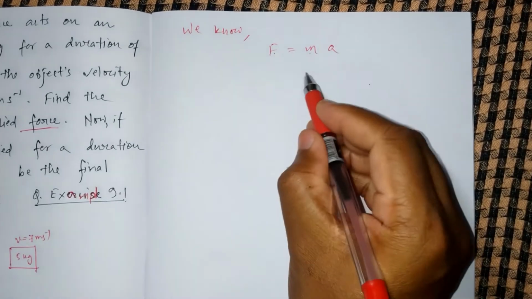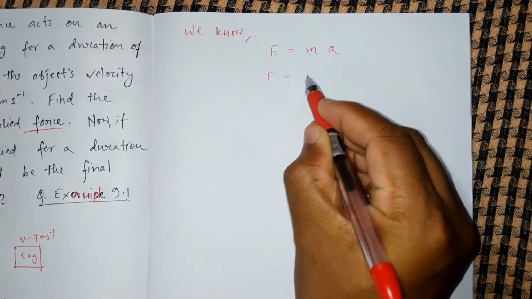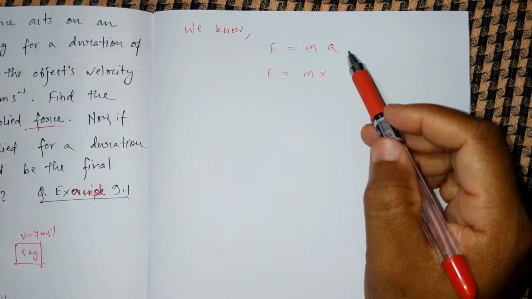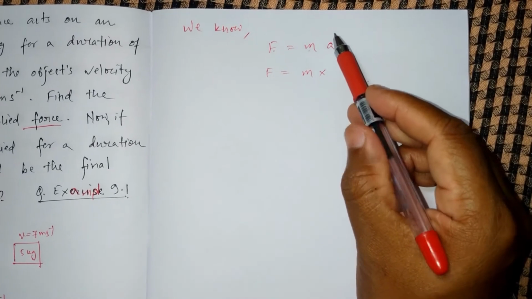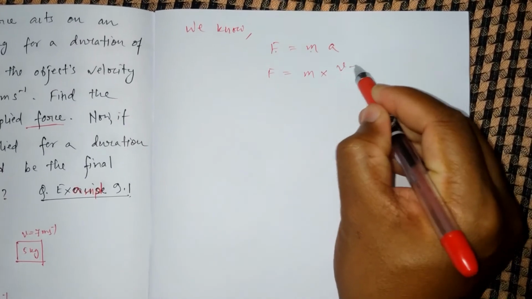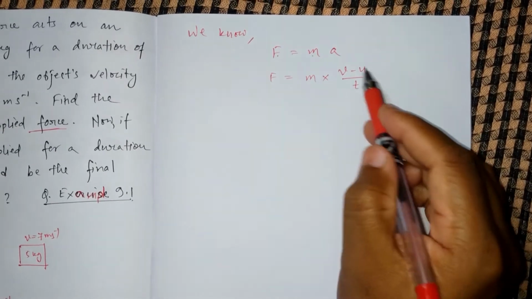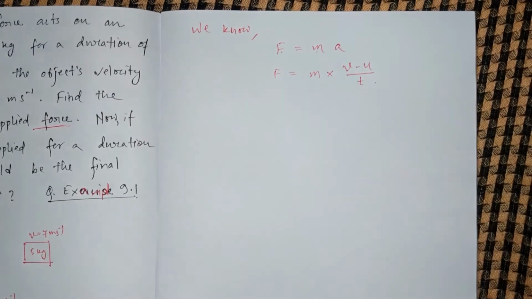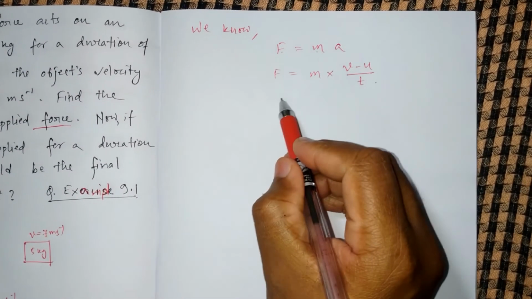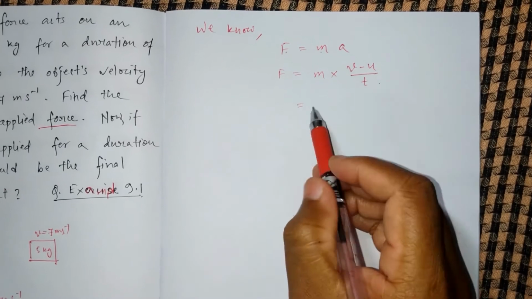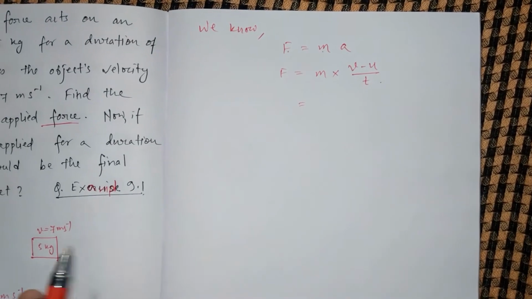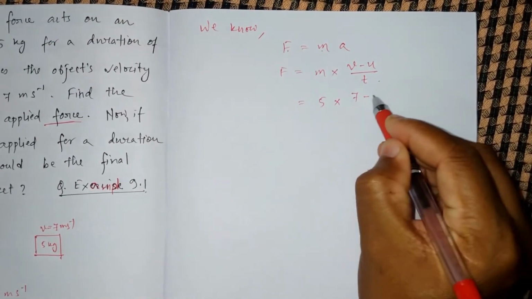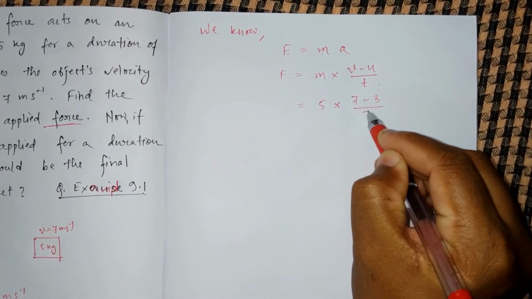So we'll write F equal to m a. What is a? A is acceleration, and we can define acceleration as the rate of change of velocity, so it will be (v minus u) by t. You have already seen this in the previous chapter, the chapter on motion. From here we can put in the given values: m is 5, v is 7, u is 3, t is 2.